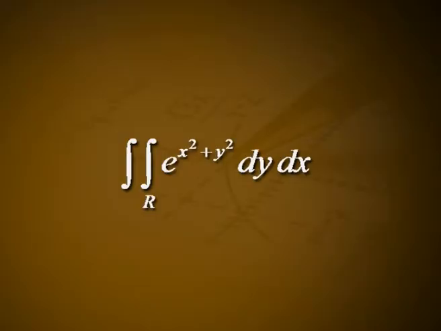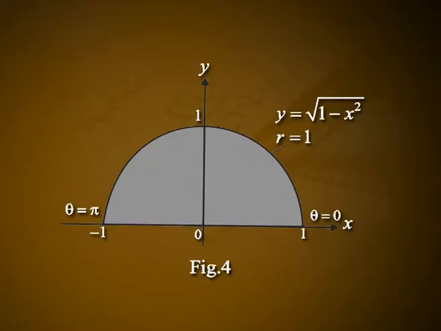Example 5. Evaluate double integral over R of e raised to x squared plus y squared dy dx, where R is a semicircular region bounded by the x axis and the curve y is equal to square root of 1 minus x squared. Solution. The shaded portion in figure 4 is the given region R. In Cartesian coordinates, the integral in question is a non-elementary integral and there is no direct way to integrate e raised to x squared plus y squared with respect to either x or y.